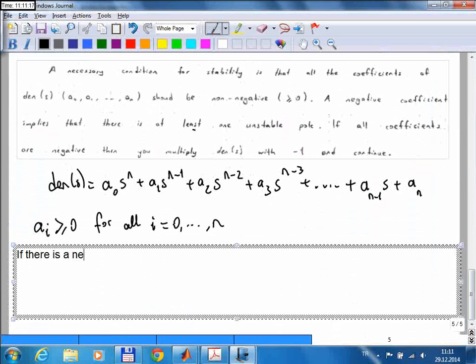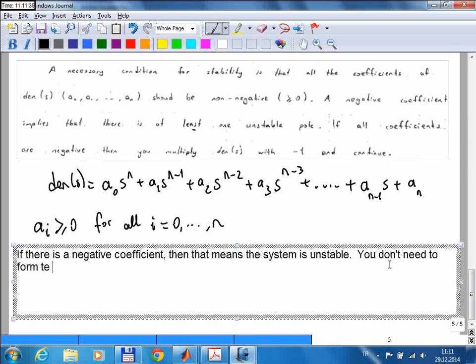If there is a negative coefficient, then that means the system is unstable. You don't need to form the array. It can still be used to find the number of unstable poles.